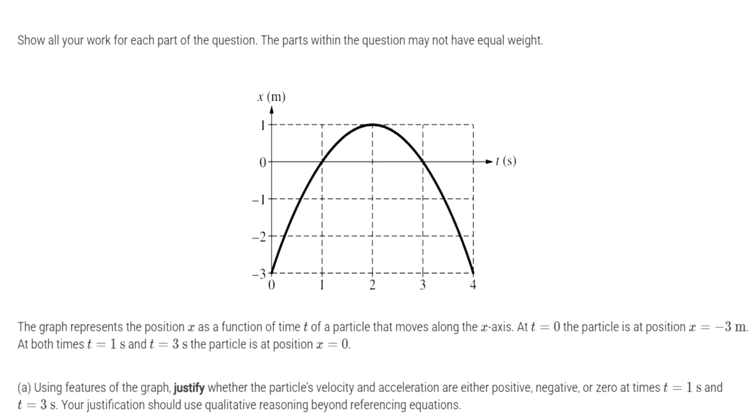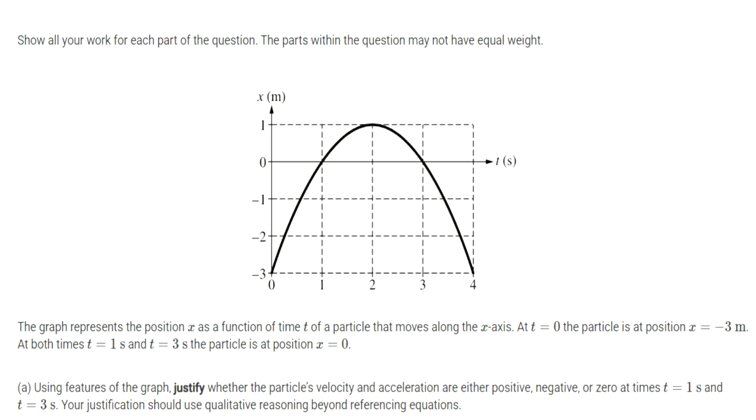The graph represents the position x as a function of time t of a particle that moves along the x-axis. At t equals 0, the particle is at position x equals -3 meters. At both times t equals 1 second and t equals 3 seconds, the particle is at position x equals 0.